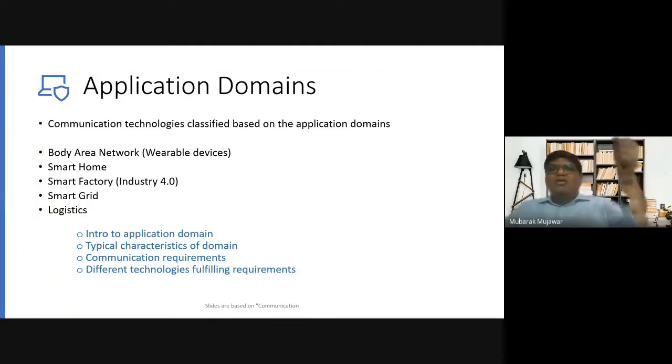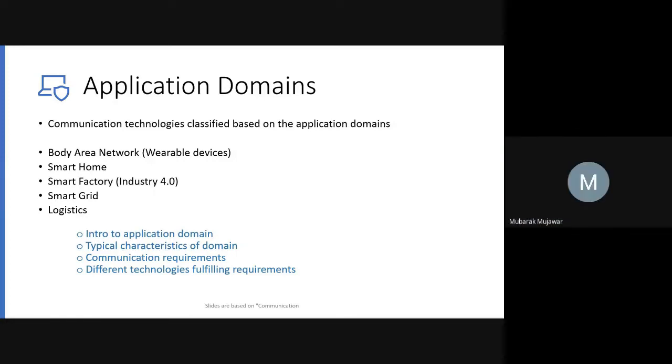And for all these application domains, we will ask 4 questions. What that domain is, so we'll give some kind of introduction to the application domain. Then we'll try to understand the characteristics of the domain. And then we will see what the underlying communication requirements are. And then once we understand the requirements, how we can use different technologies to fulfill those requirements. So that is what we'll do for each application domain.